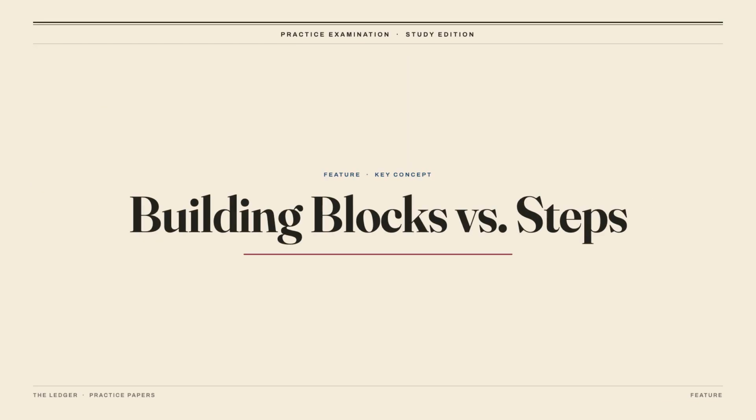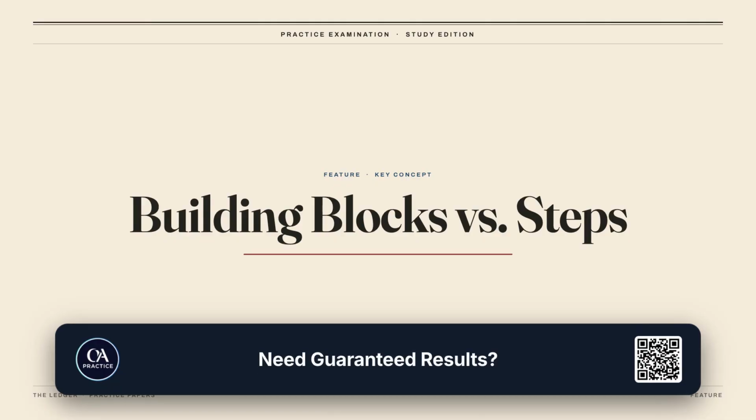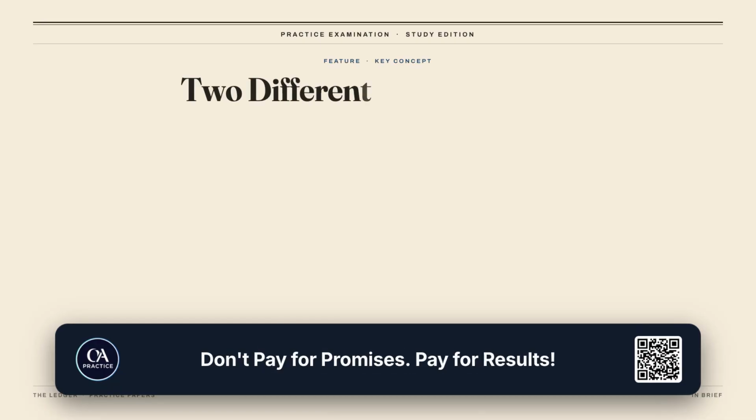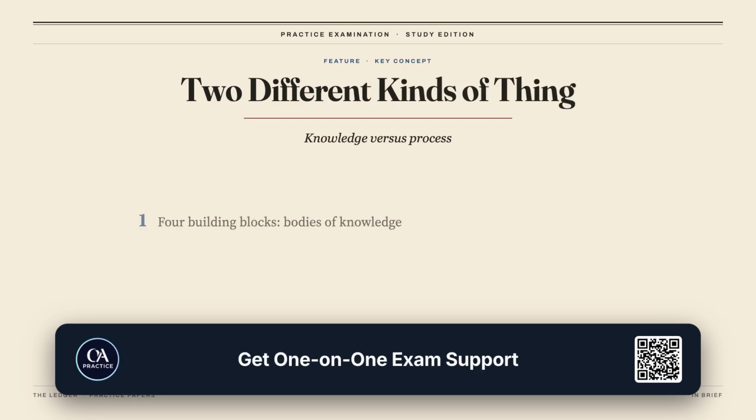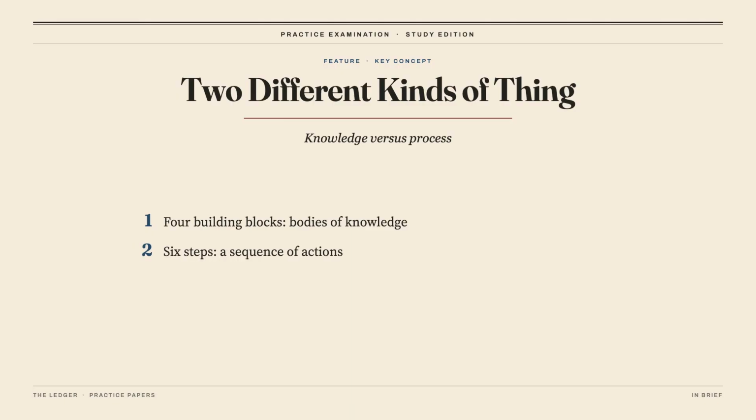A common mistake in this material is mixing up 2 kinds of vocabulary that sound similar but aren't: building blocks and steps. Let's untangle exactly what separates them. The building blocks are bodies of knowledge: economics, strategy, financial statements, and accounting quality. The steps are a sequence of 6 actions run in fixed order, from identifying industry economics all the way to valuing the firm. Knowledge sits on one side, process on the other.